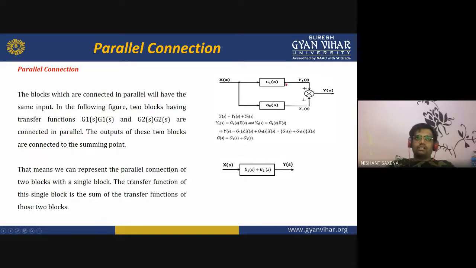In the following figure, the blocks having the transfer functions are connected in parallel. Now we can represent the parallel connection of the two blocks with a single block, and how it is done: the output Y1(s) is equal to X(s) into G1(s), and output Y2(s) is equal to G2(s) into X(s). And here we are adding the two outputs Y1(s) and Y2(s). So we get Y(s) is equal to G1(s) plus G2(s) into X(s), and this complete combination can be replaced by a single block, that is G(s).